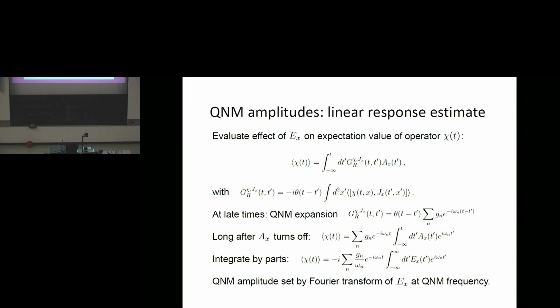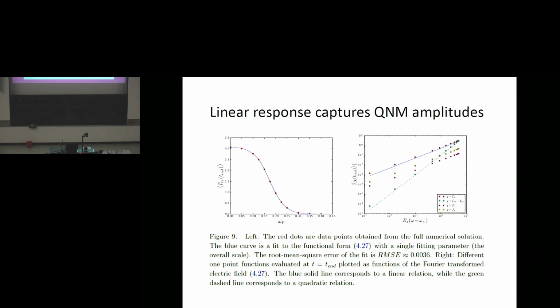And you can check that, although we're not quite in a linear regime, the linear response estimate for the amplitude matches very well the exact numerical behavior that one computes. Okay, let me not go into details, but this, for instance, is a one-parameter fit of the red data points.